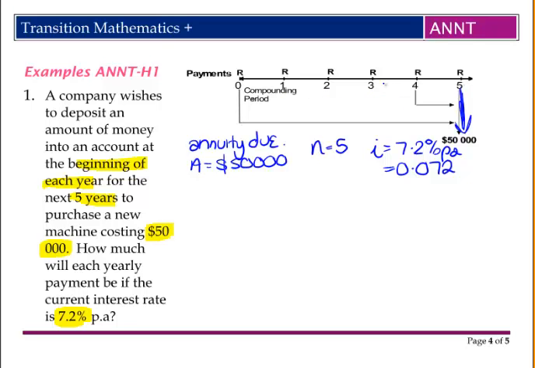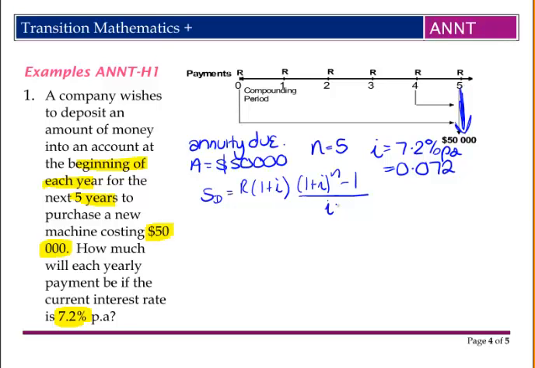So our formula is SD equals R times (1 plus I) times bracket (1 plus I) to the positive N minus 1, because it's an annuity due, all over I. The reason it's a positive N is because it's future value rather than present value.